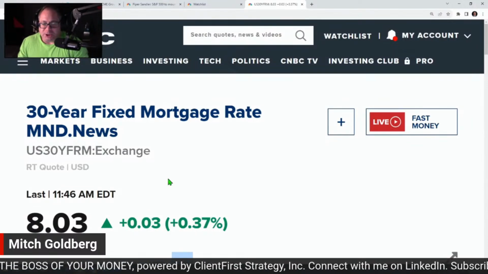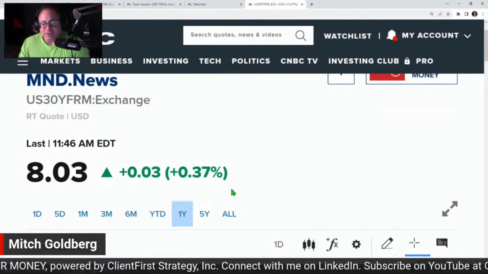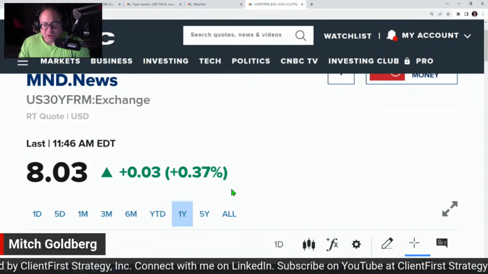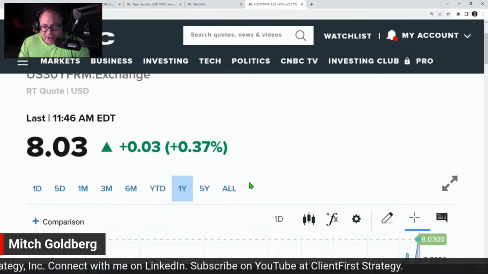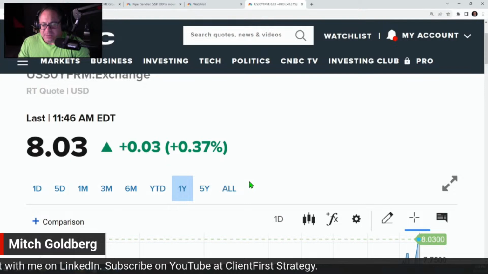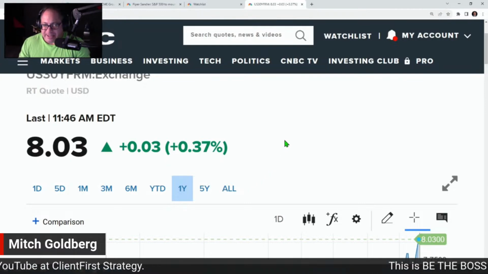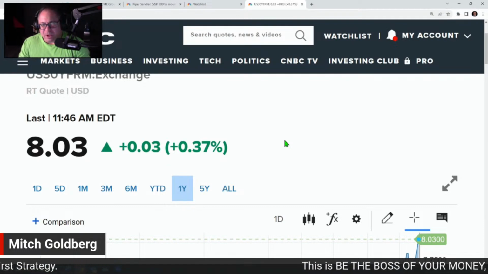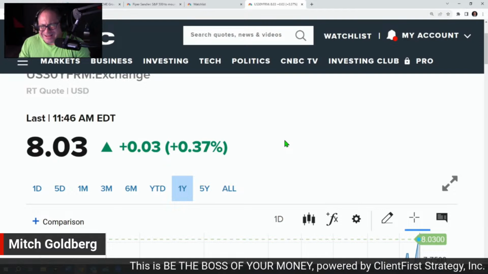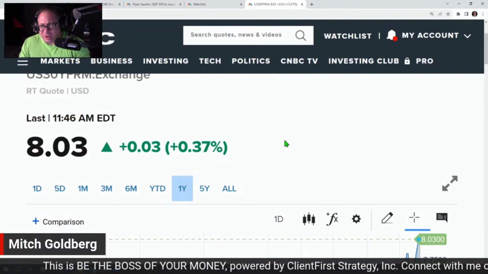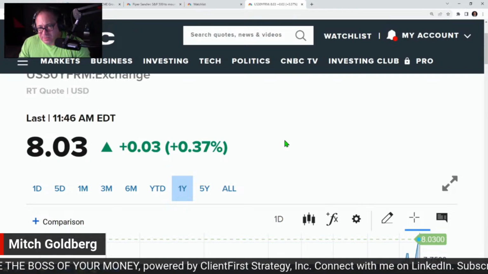30-year mortgage exceeding 8%. It hit it this morning, slightly above 8%. People say it's a cataclysmic event. People have been saying for months, if we hit 8%, that's it. It's all over. I want to know, what's all over? Well, they say it's all over. Who's they? What do you mean it is all over? What do you mean by it? The economy? The housing market?